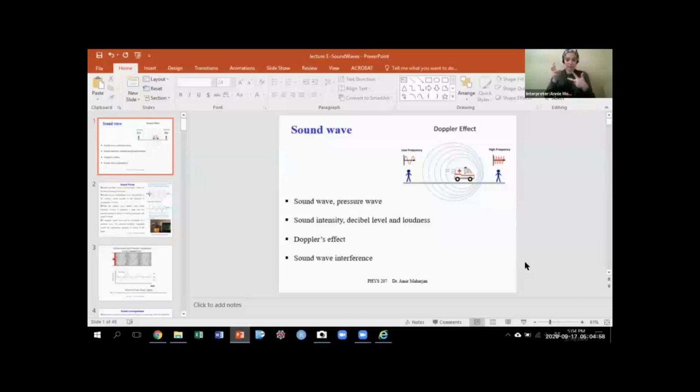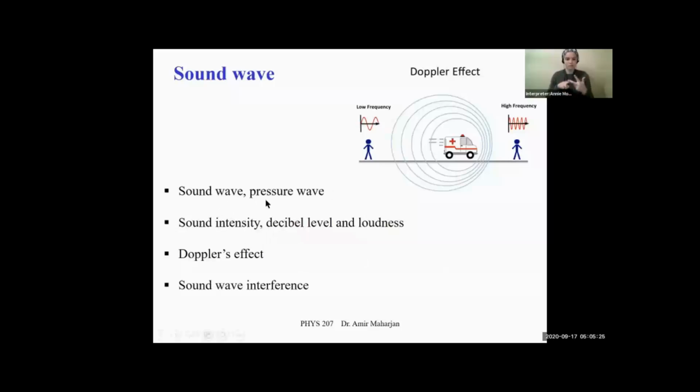First, we're going to talk about the intensity of sound and loudness of sound in decibel scale. Second will be the Doppler effect, a very famous Doppler effect. And finally, sound wave interference, the main concept of which will be used again in your optics class. So these are the topics: sound wave, pressure wave, sound intensity, decibel level, loudness, Doppler effect, and sound wave interference. These are the topics on this lecture slide.